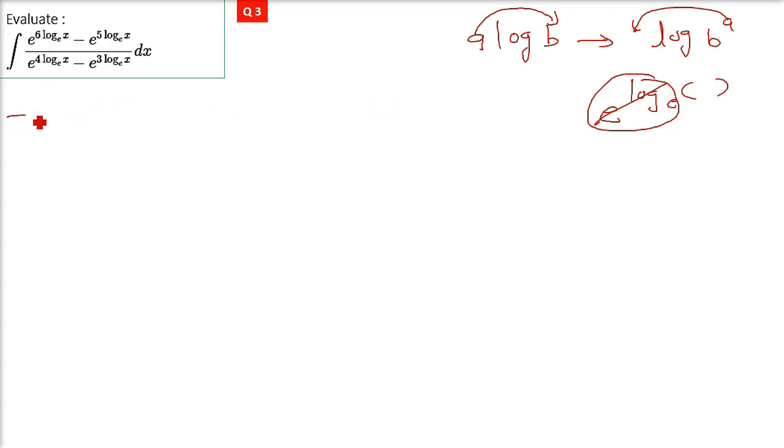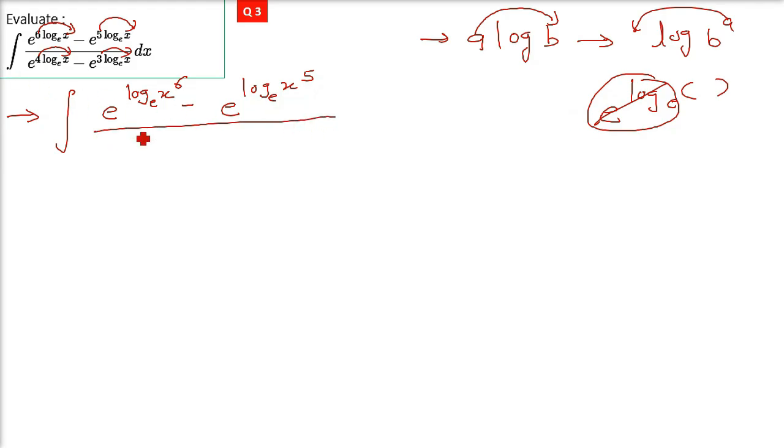Now we need to integrate here. This 6 goes up: x to the power 6, x to the power 5, x to the power 4, x to the power 3. All 4 terms are exactly similar. So whatever I am doing with one term applies to all the terms. We have e log base e is there. Log base e is specifically given. So x raised 6, e raised log base e x to the power 5, and base e is already there. In the denominator we have e raised log base e, x raised 4, minus e log base e, x to the power 3.